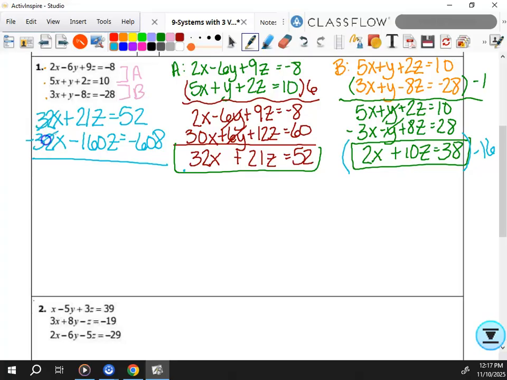So then those zero out, right? So I get negative 139z equals negative 556. Divide both sides by negative 139. Z equals 4.